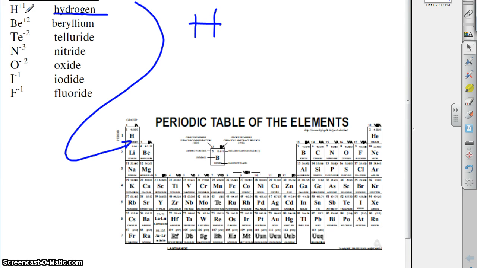And then the question would be, what is the charge? Luckily that's easy. The charge is +1. How do you know that? Because it's in the +1 column here. Anything in that first column, the H, Li, Na, K, Rb, Cs, Fr, those are all +1s. So we say it's in that column, so it's +1, and we're done.